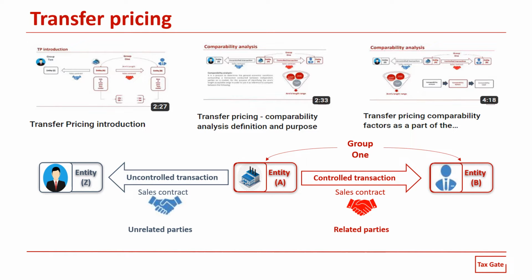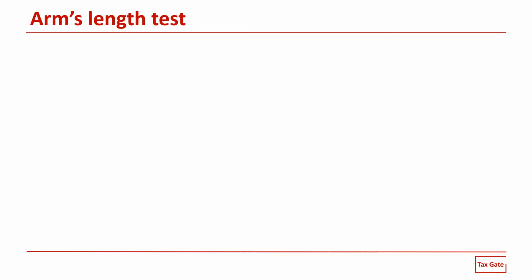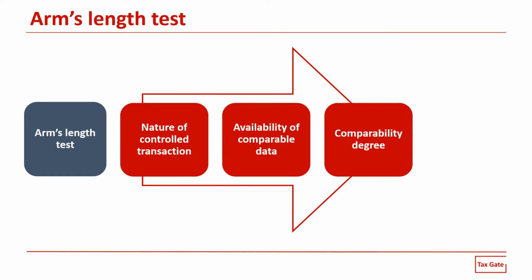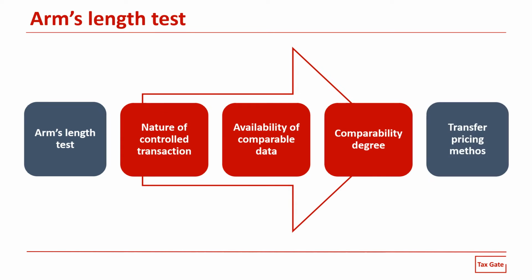And to prove the arm's length price, this would depend on several things, including for instance the nature of the related party transaction, the availability of reliable information and the degree of comparability between related and unrelated transactions. Those analyses would accordingly lead us to choose the most appropriate transfer pricing method, which is the key secret to prove the arm's length price.